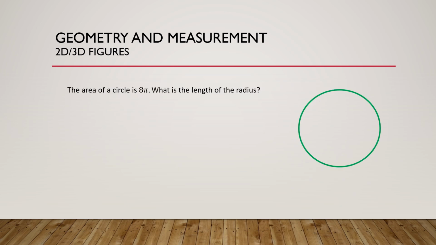The area of a circle is 8 pi. What is the length of the radius? The area of a circle A can be calculated as A equals pi r squared, where r is the radius.